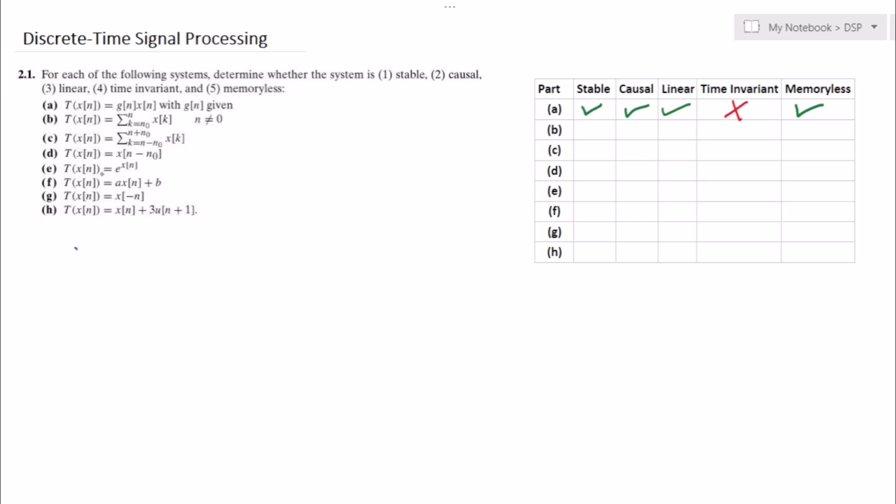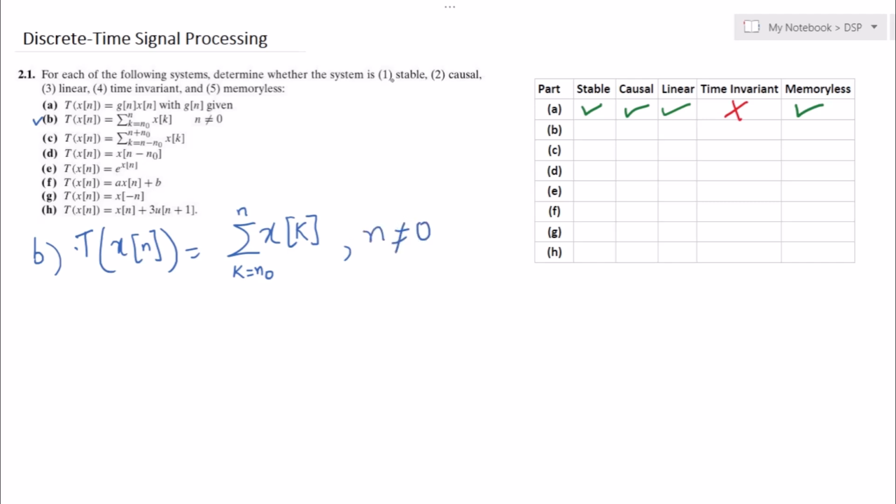Welcome back, guys. So today we are going to solve part B of our question 2.1, and here T of x of n is equal to the summation from k equal to n0 up to n of x of k, where n0 is not equal to 0. Let me write it here: T of x of n equals the summation from k equal to n0 up to n of x of k.